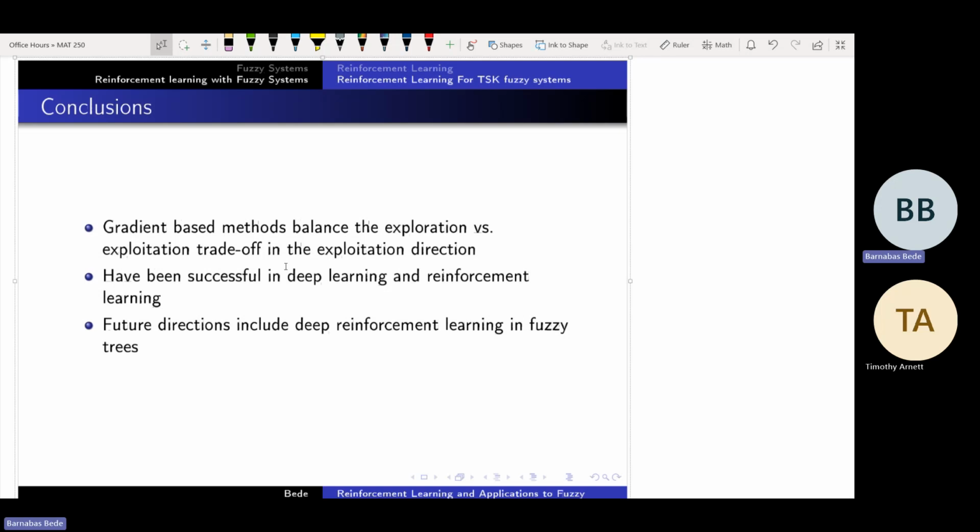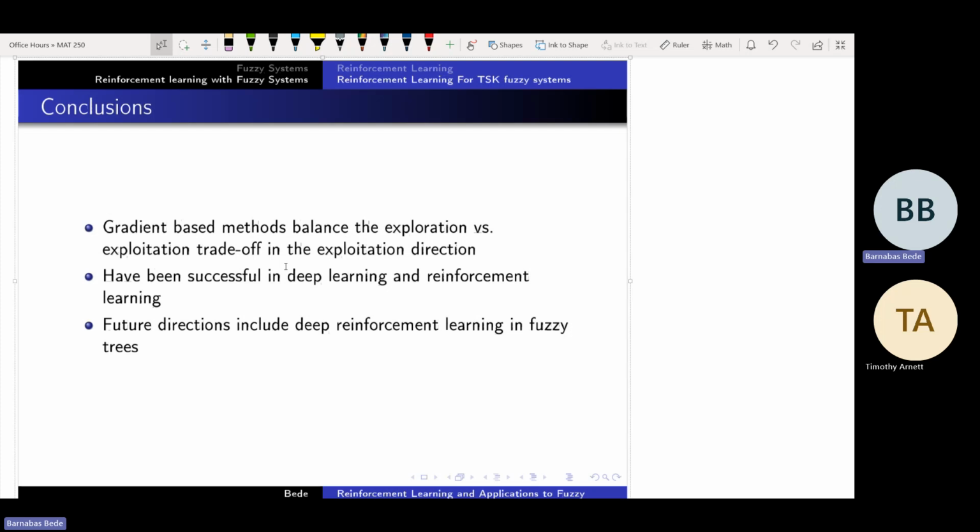So if you compare what you have already seen in previous talks by Tim and Nick, that was based on genetic algorithms. Genetic algorithms are fully in the exploration direction. They are randomized exploration, while gradient-based methods are in the exploitation direction.